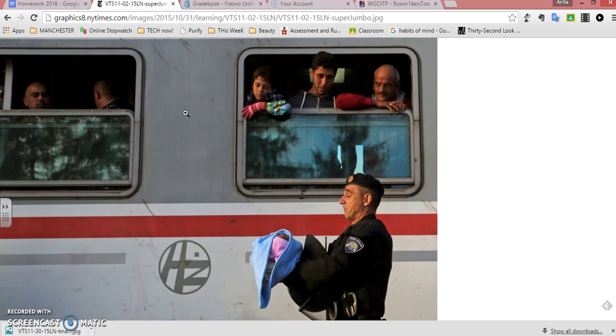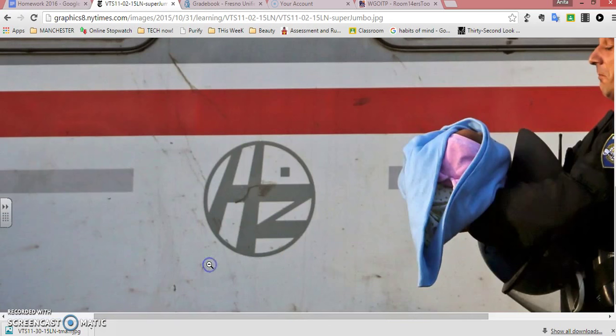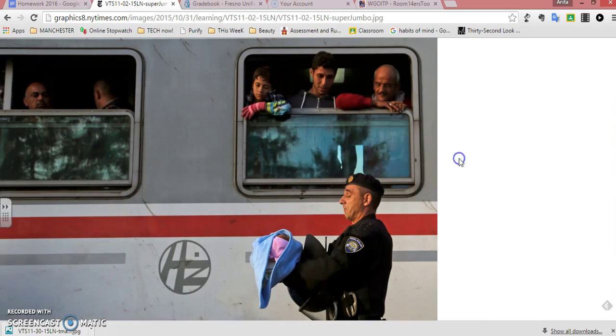So first of all, it definitely looks like this is a picture of a train full of people, a number of whom are noticing a policeman carrying a baby. That much I can tell you. What's my text evidence? Well, first of all, the little baby right here. And if we hone in on that, enlarge it, we can see this little package here. We can see the little head. We can assume that that's a baby.